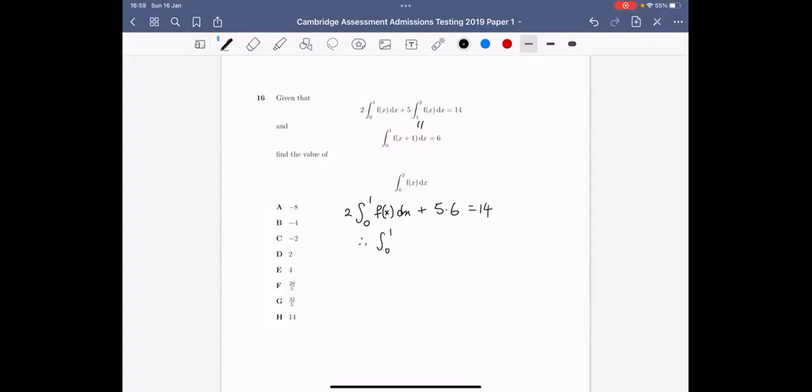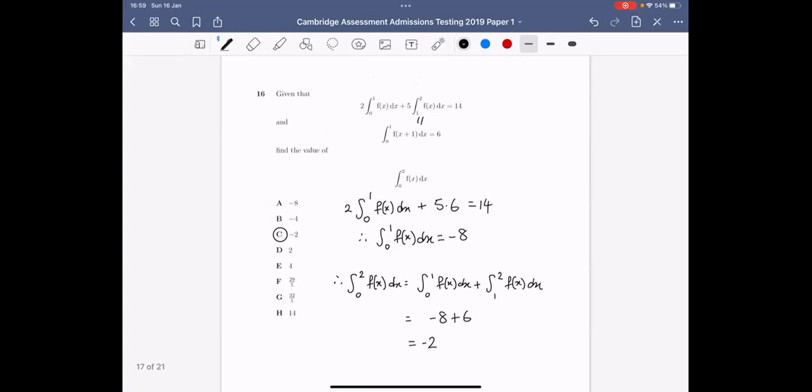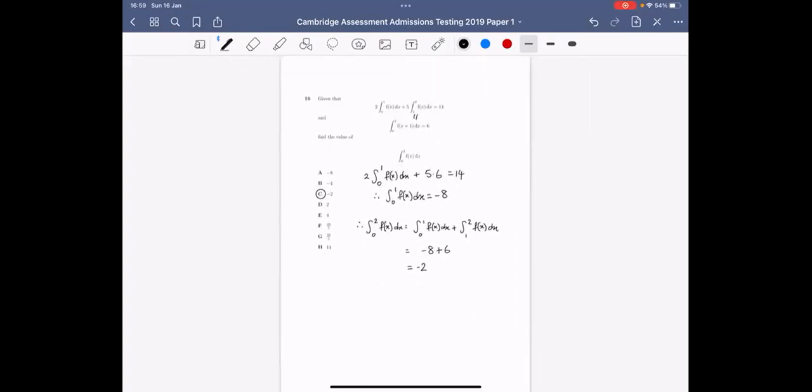Therefore, this is 14 minus 30 is minus 16 divided by 2 is minus 8. But then this can be split into these two integrals. First one we know as minus 8, the next one we know as 6, for an answer of minus 2. I'm pretty sure it's, you don't know what kind of function this is. So I think that's it.